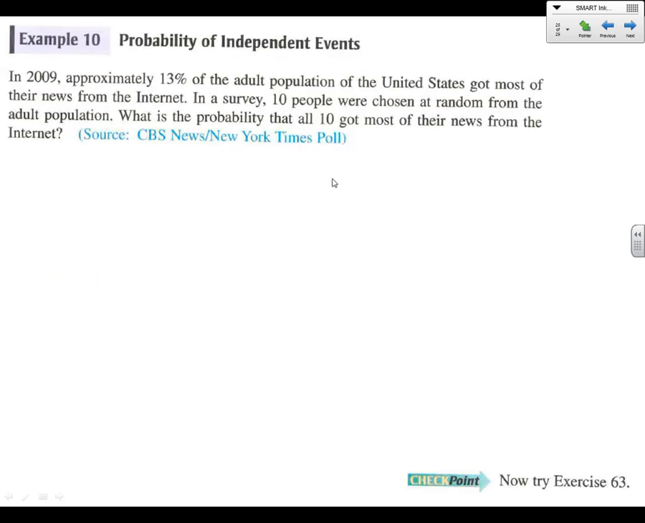All right, so approximately 13% of the adult population gets their news off the internet in 2009. I'm sure it's higher than that now. If you chose 10 people at random, what's the probability that all 10 got their news from the internet? So the first person has a 13% chance. So does the second person. So does the third person. I want the first and the second and the third and the fourth and the fifth.